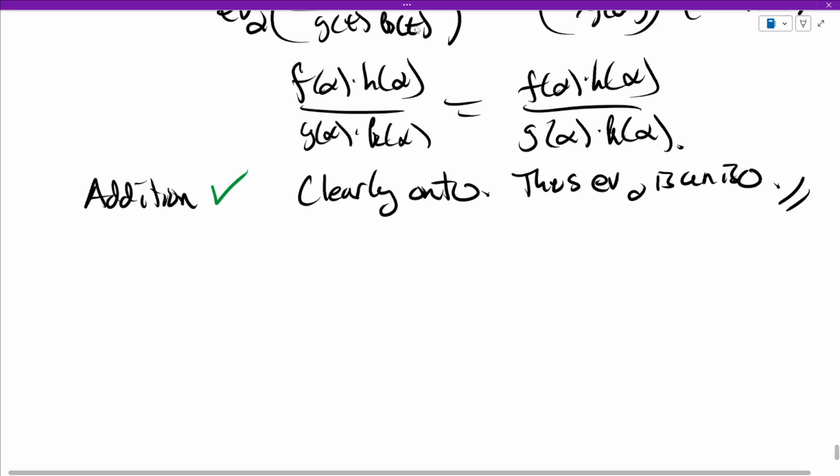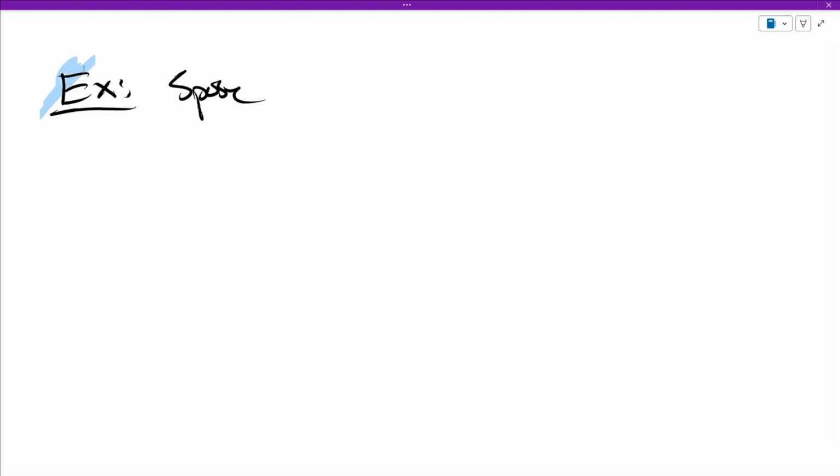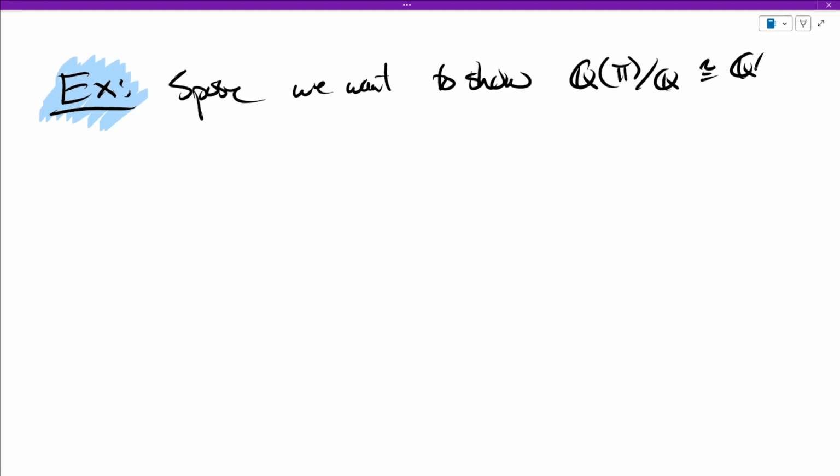So as an example real quick, suppose I wanted you to show, let's say, Q adjoin pi over Q is isomorphic to Q adjoin e over Q. This is going to be one of the most helpful tricks that you will learn in the class, and it's not super important in this transcendental case, but we're going to do it again in the algebraic example, and it's going to be incredibly helpful. But what can we do?